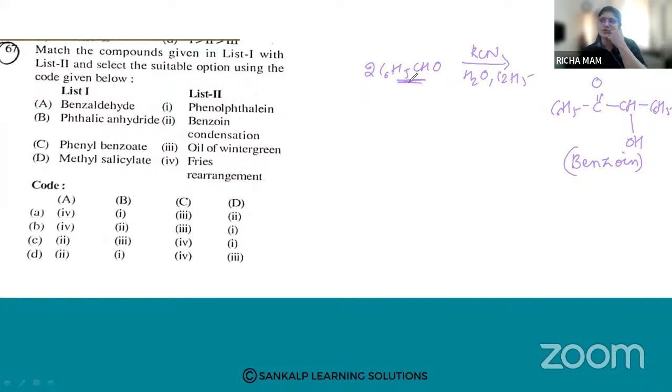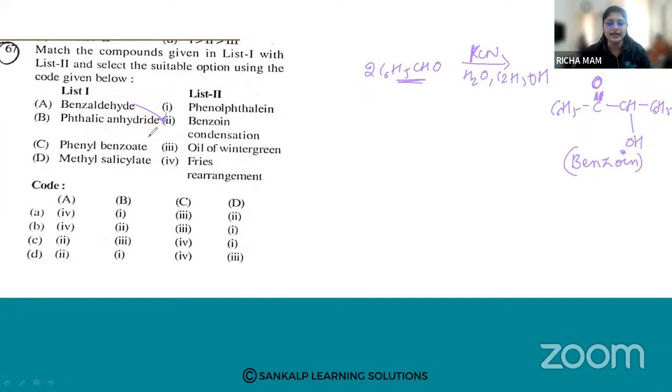So when two molecules of benzaldehyde react with KCN in the presence of water and ethyl alcohol, you will get a benzoin condensation. So you have one hydroxy and one keto group in the same molecule. So option number A will be with B2.